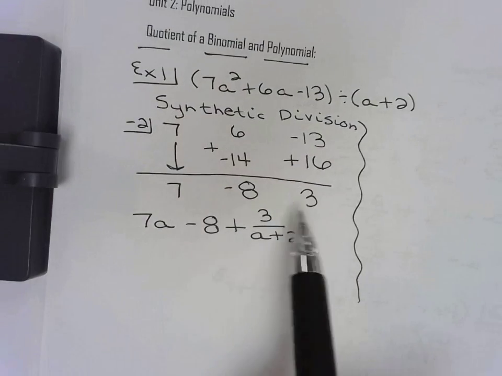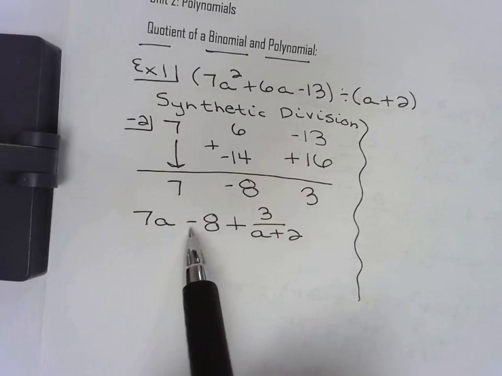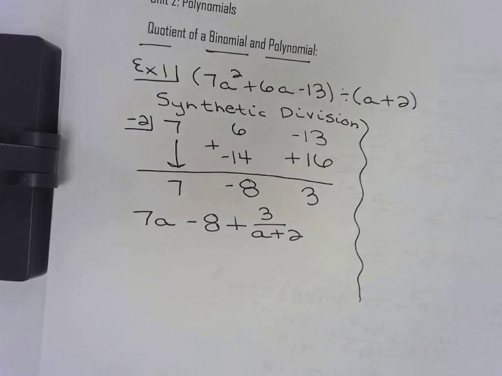So these are your coefficients, and you start with one exponent less. So 7a to the first minus 8 plus your last number, which is your constant, 3 over a plus 2. And that's synthetic.